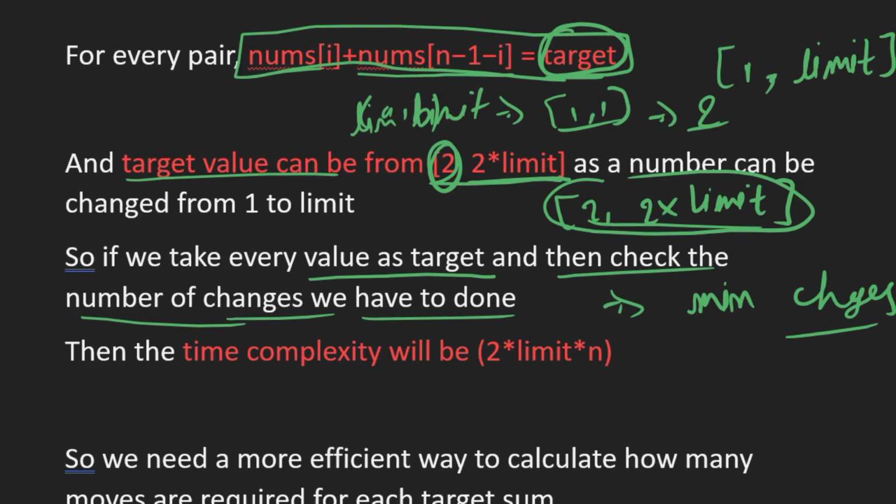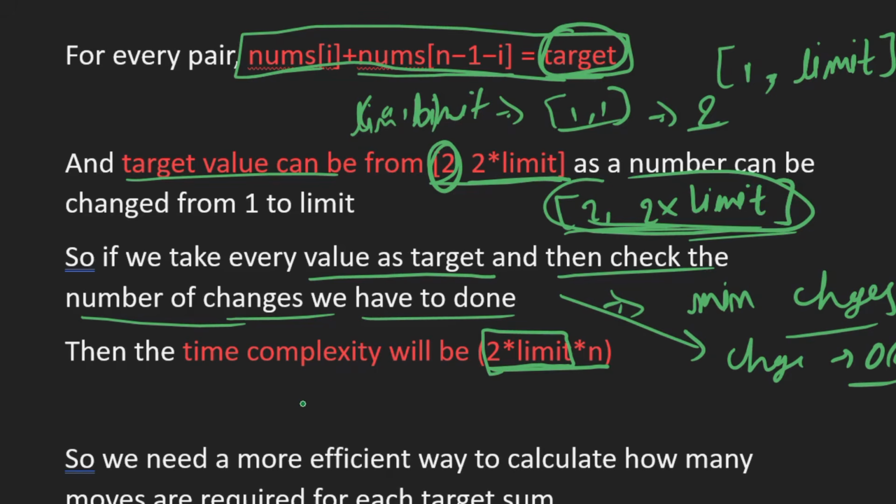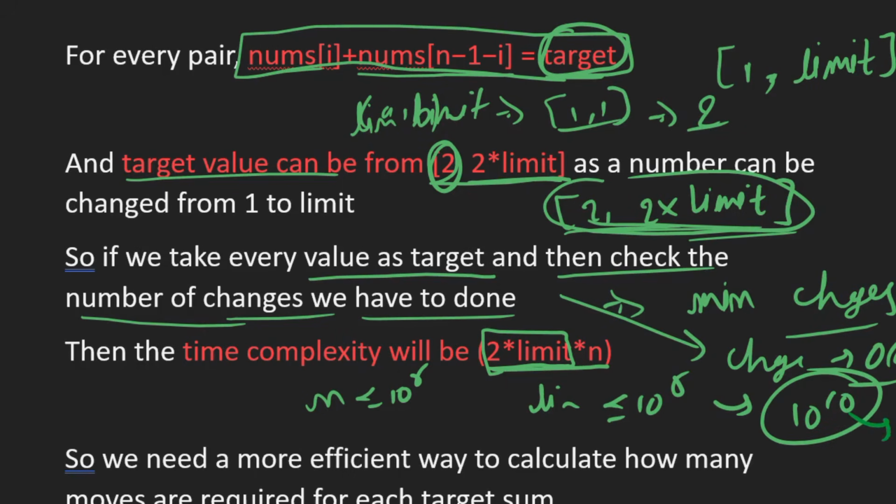But the time complexity here is, how many values do we have for target? For target we have 2 times limit values. And for finding the number of changes, we take O(n) time. So the total time complexity here is 2 times limit times n, and as we know n is less than or equal to 10^5, even limit is less than or equal to 10^5. So in the worst case it will be 10^10, which is too much and which will give us time limit exceeded. So we can't follow this method.